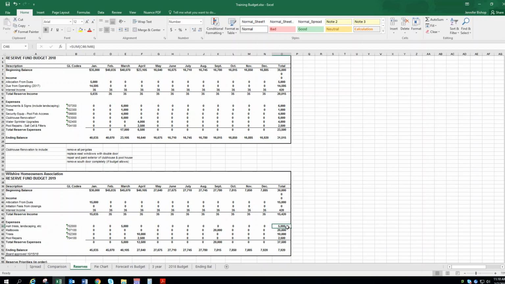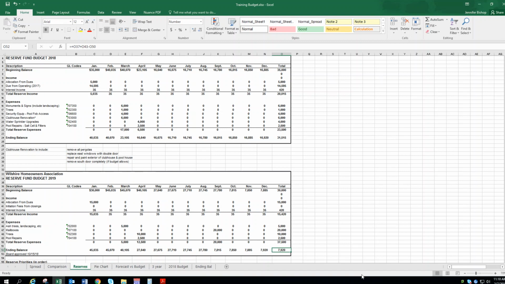Again, make sure that all of your formulas are accurate, that this number here is $30,000 plus the $15,000 minus the $37,000 is going to give you $7,920. So you're saying that you're going to have $15,000 coming into a reserve account that has a beginning balance of $30,000, and you're wanting to spend $37,000 in 2019. That's when you go back to the board and say, we may have a little bit of an issue, because leaving $7,000 in your reserve account is not a healthy reserve.